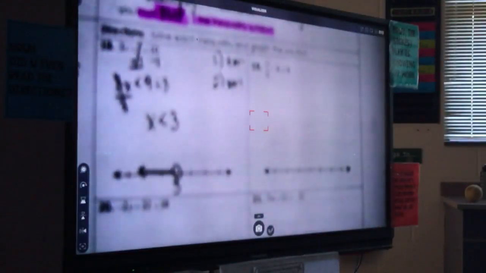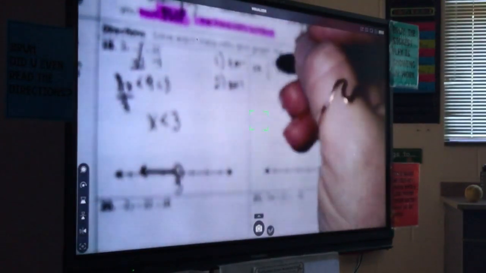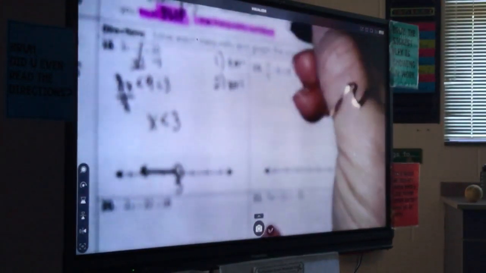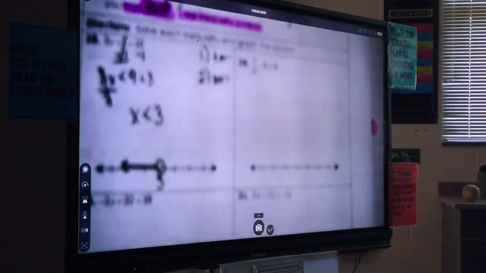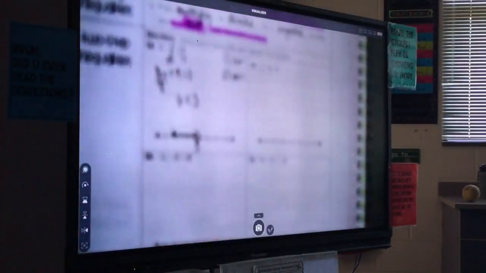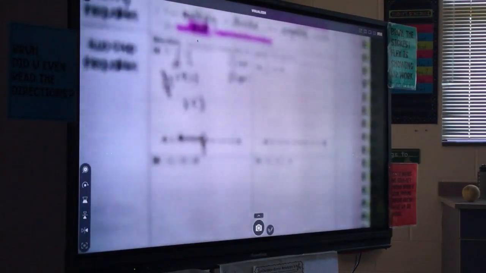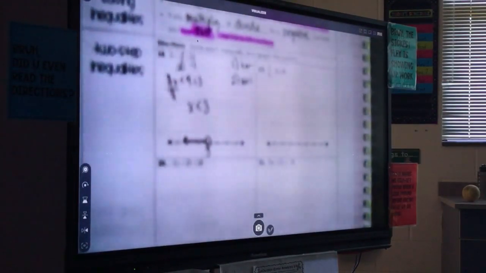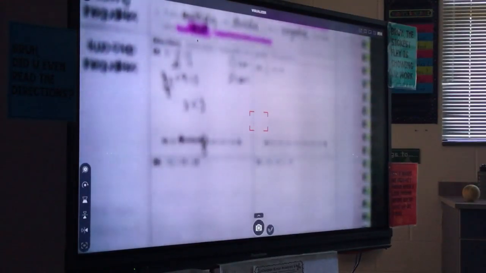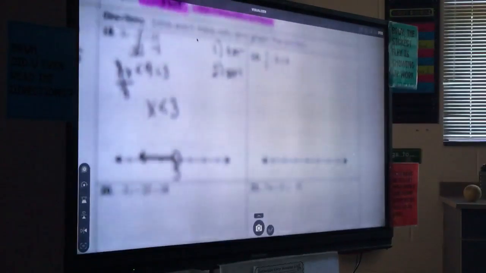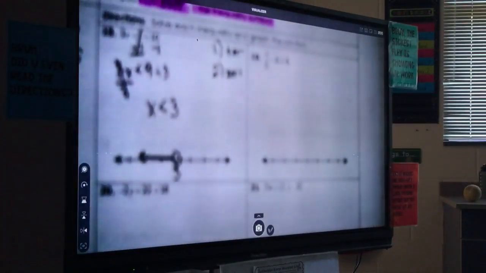All right, the next one is a divided by 5 minus 6 is less than or equal to 6. That is not a fraction. Raise your hand and tell me, how do we know that that is not a fraction? Jeffrey, how do you know a divided by 5 is not a fraction? Yes, because there is a letter above that one.